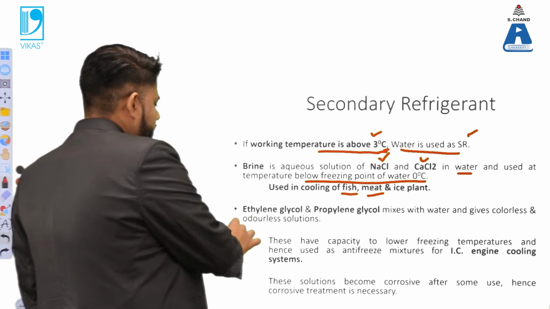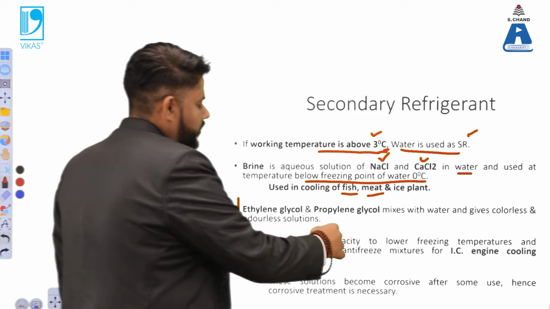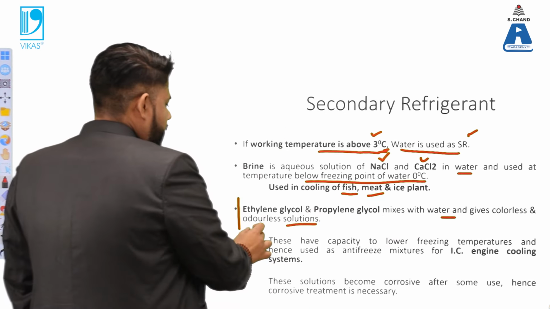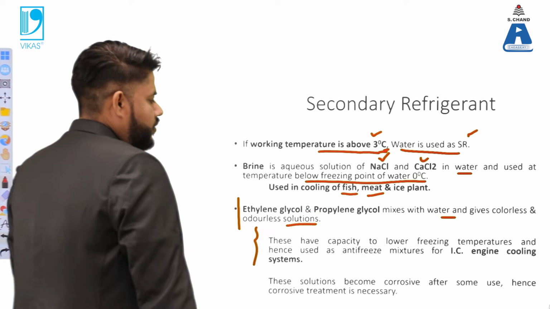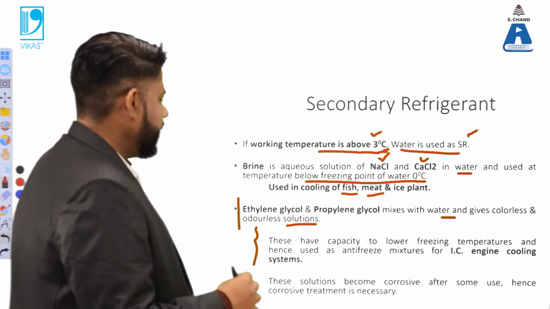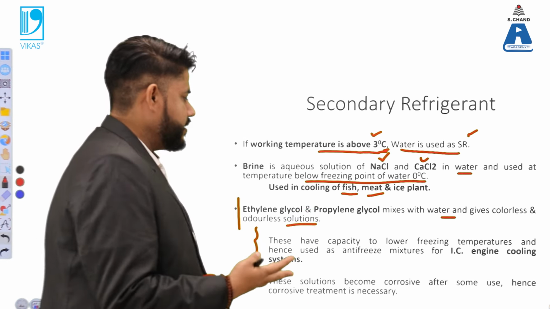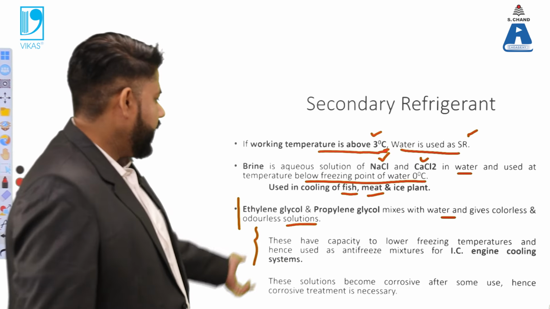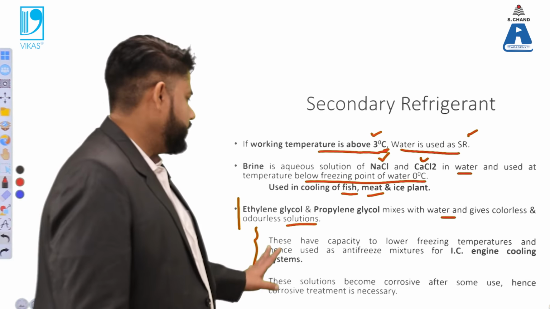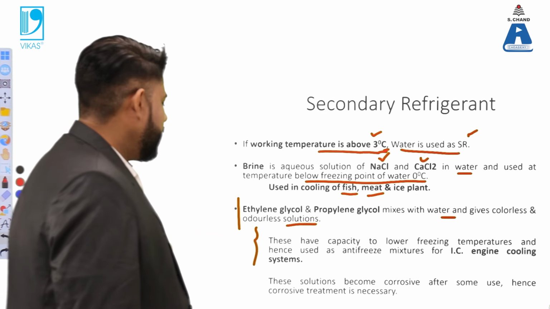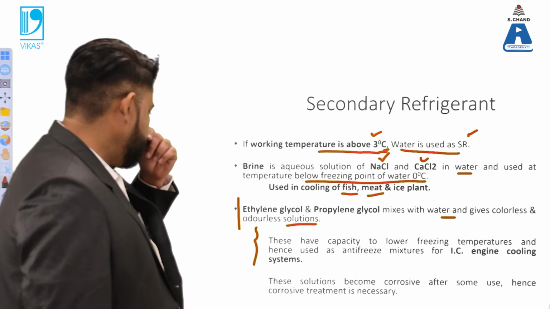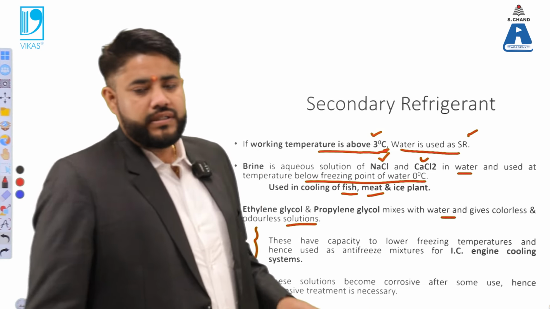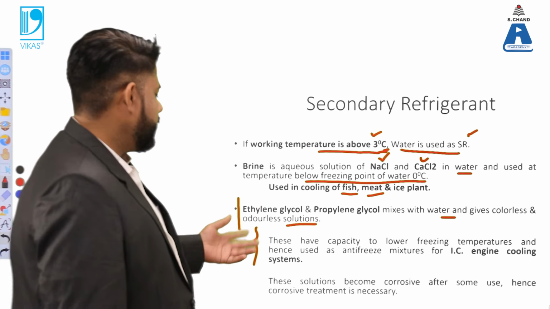That can be used in cooling of fish, meat or ice plants. If I talk about ethylene glycol or propylene glycol, we mix it with water and it gives a colorless and odorless solution. So these have the capacity to lower the freezing temperature, and hence they are used as antifreeze mixtures in IC engine cooling systems. Propylene glycol can also be used in this IC engine technology. But these solutions become corrosive after some time, and we need to undergo certain corrosion treatments prior to using this particular secondary refrigerant.